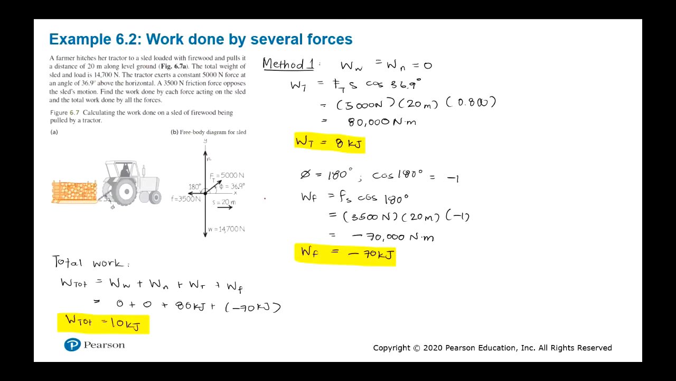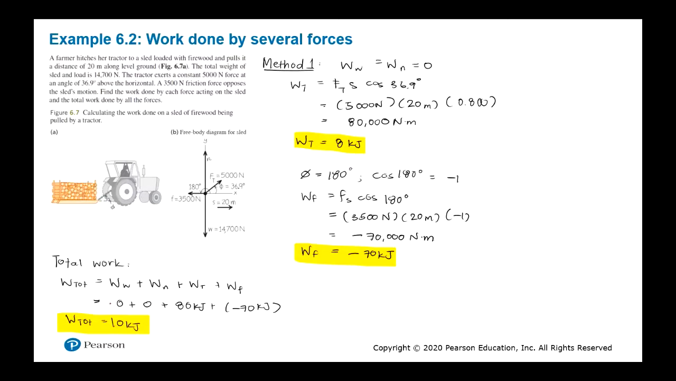So getting the total work, we have W total is equal to the work done by the weight plus work done by the normal force plus work done by the tractor plus work done by the frictional force on the ground.